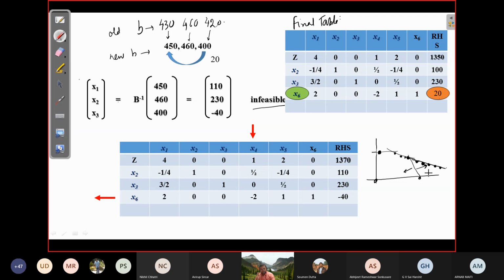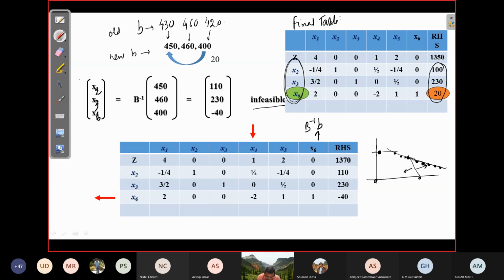What is the current base for this example? Current base is x2, x3, x6. x2, x3, x6 is the current base, right? It will remain feasible and optimal with the changed small b. How do I ensure that? If B inverse times the changed small b is greater than 0, then it will remain feasible. Very good. Yes.